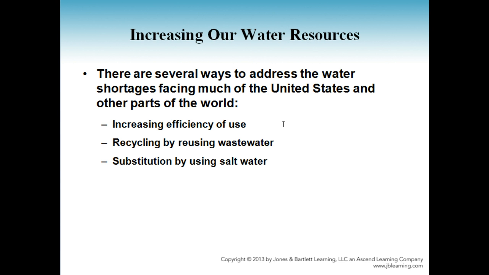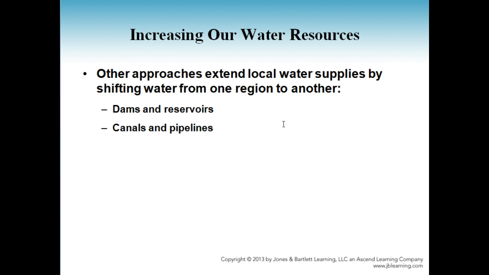There are several ways to address the water shortages facing much of the United States and other parts of the world. You can increase efficiency of use, recycle by reuse, and substitute by using salt water. In addition, other approaches include extending the dam and reservoir system and canals and pipelines that can store water between areas. That way you can connect areas that are rich in water to areas that are not.